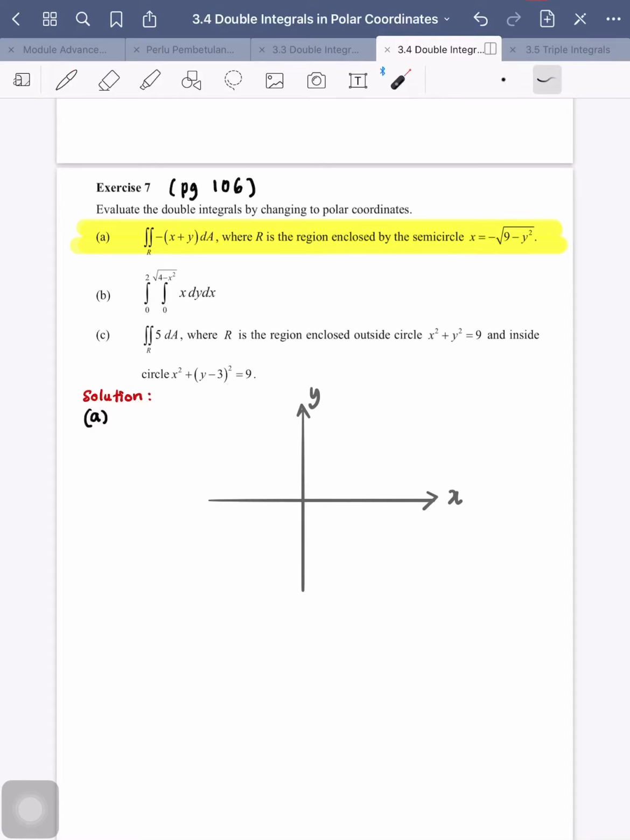Read the question. Evaluate the double integral by changing to polar coordinates. It's stated clearly, they ask you to change to polar coordinates. Same as in your exam later, we will ask you clearly to change to polar coordinates for some particular question, especially when we want to ask you on polar coordinates. To find limits here, limits can only be found by the graph. So you need to sketch the graph first, then you can find the limits.